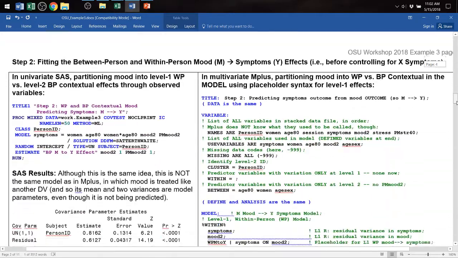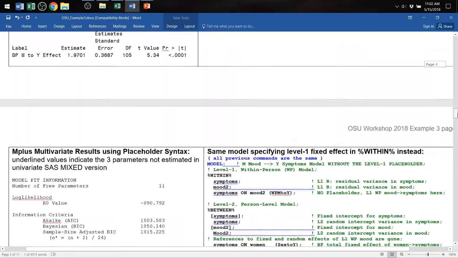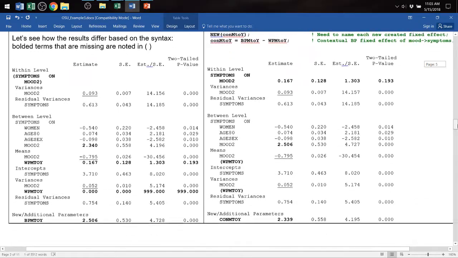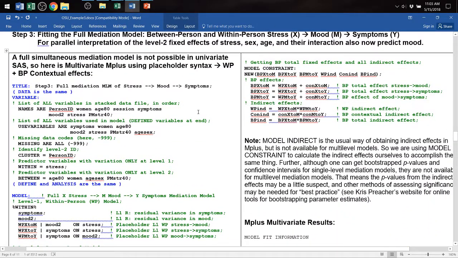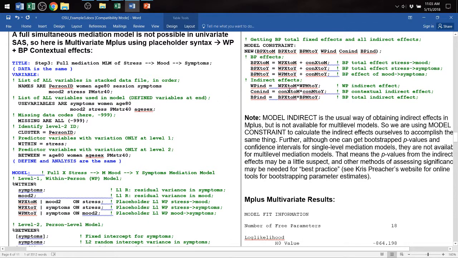In single level models, there is a model indirect command that you can use to get indirect effects and total indirect effects and all that stuff. You can't do that in multi-level models, but you can make it do the math. So here's my within person indirect effect. It's the x to m path times the m to y path at level 1. I have a contextual indirect effect, which is given to me by the two level 2 effects that show up in the model, and then the between person version, which uses the between effects that I just made.